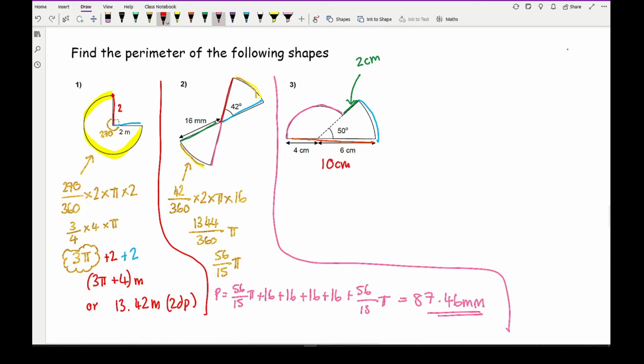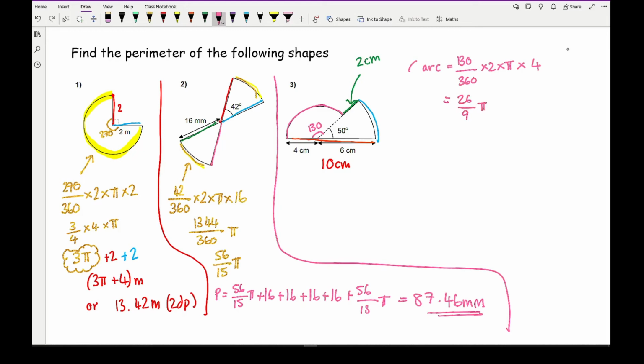So to work out the pink arc, that's going to be the angle. Because it's on a straight line, if that's 50, then this angle here is going to be 130. So that's going to be 130 over 360 multiplied by 2 times pi times the radius of that arc, which is 4. And again, if I type that all into my calculator, 130 over 360 multiplied by 2 times pi times 4, it gives me an answer of 26 over 9 pi.